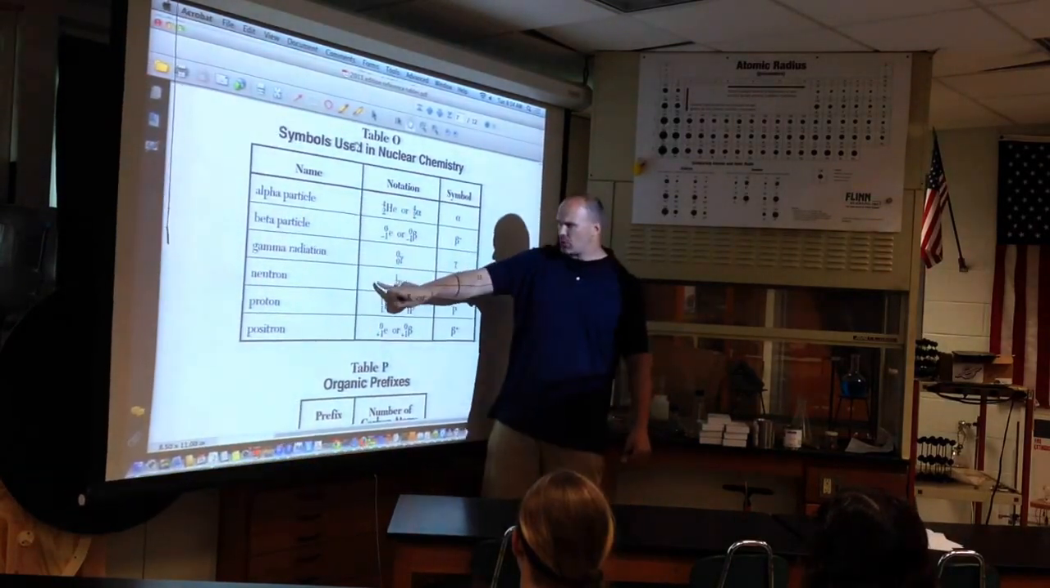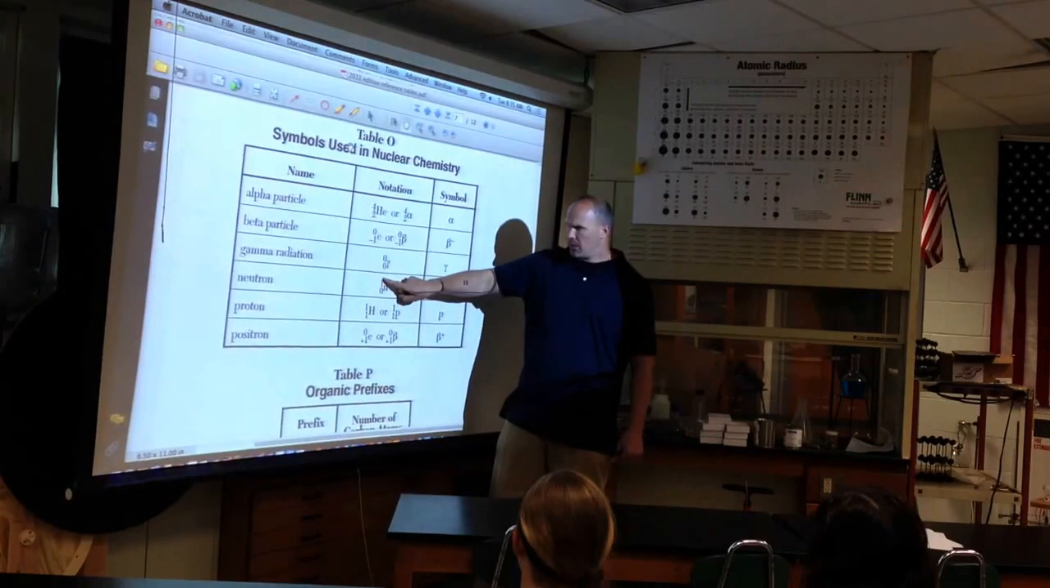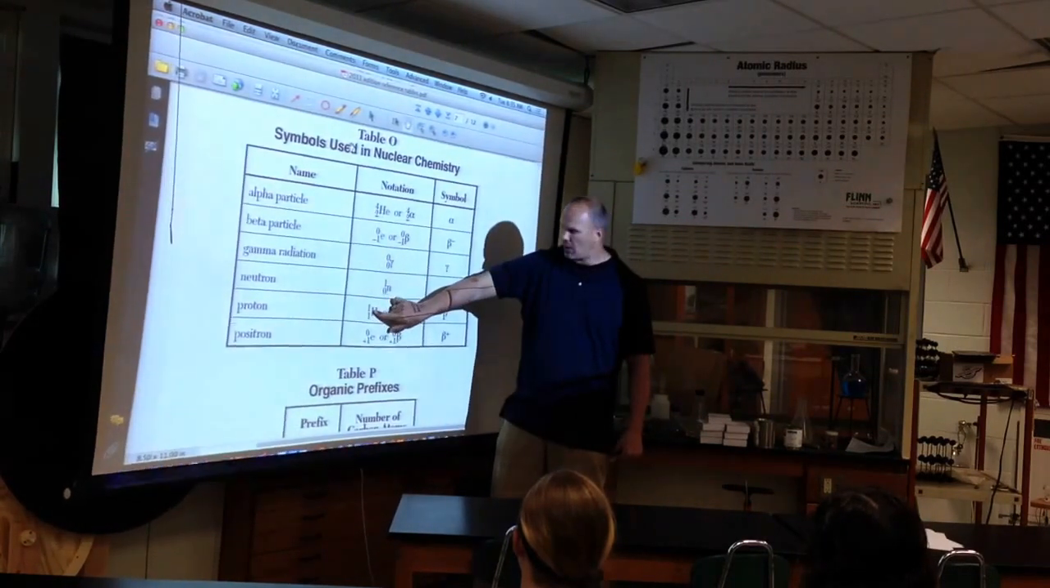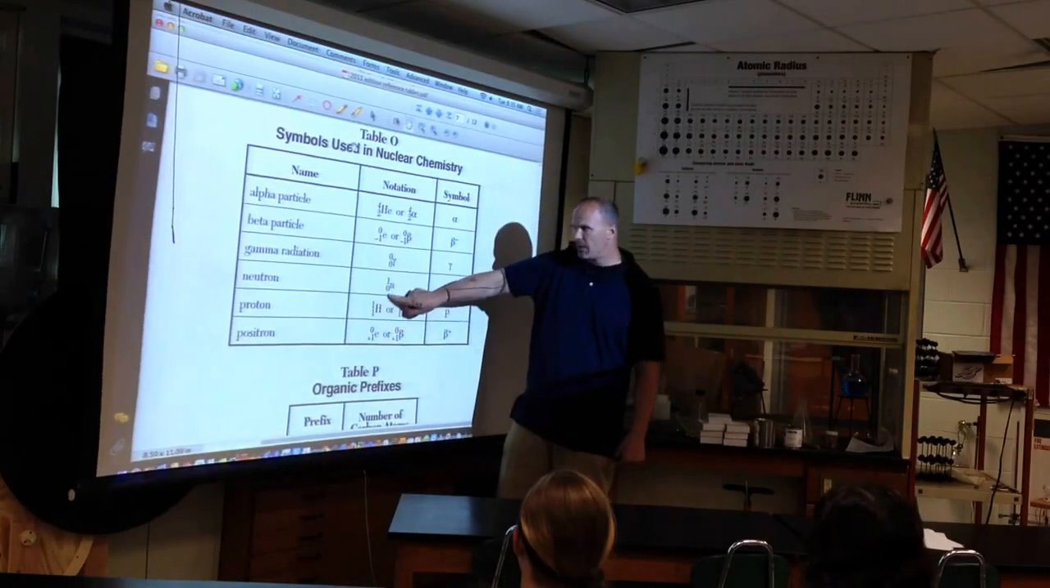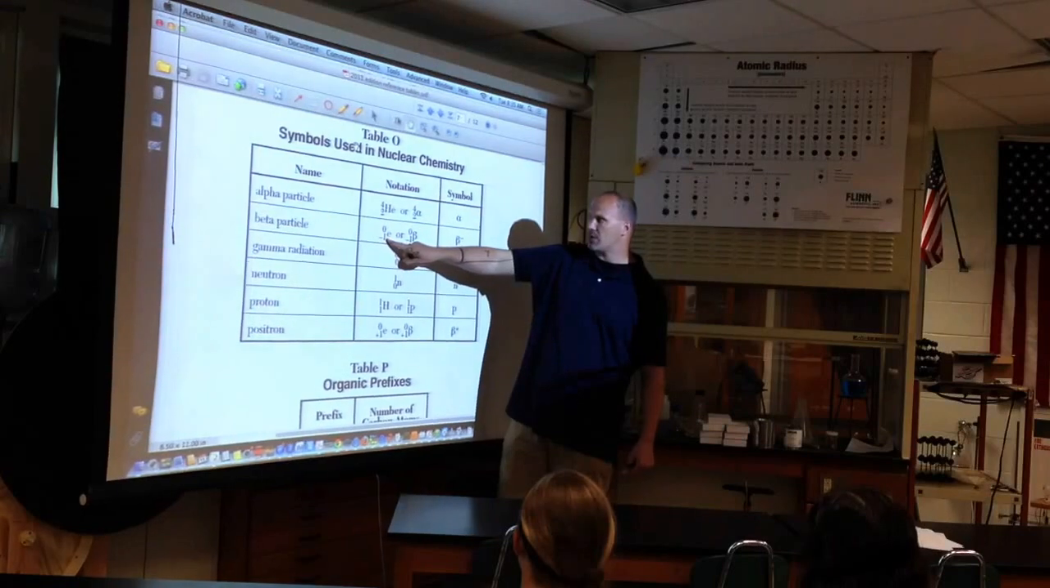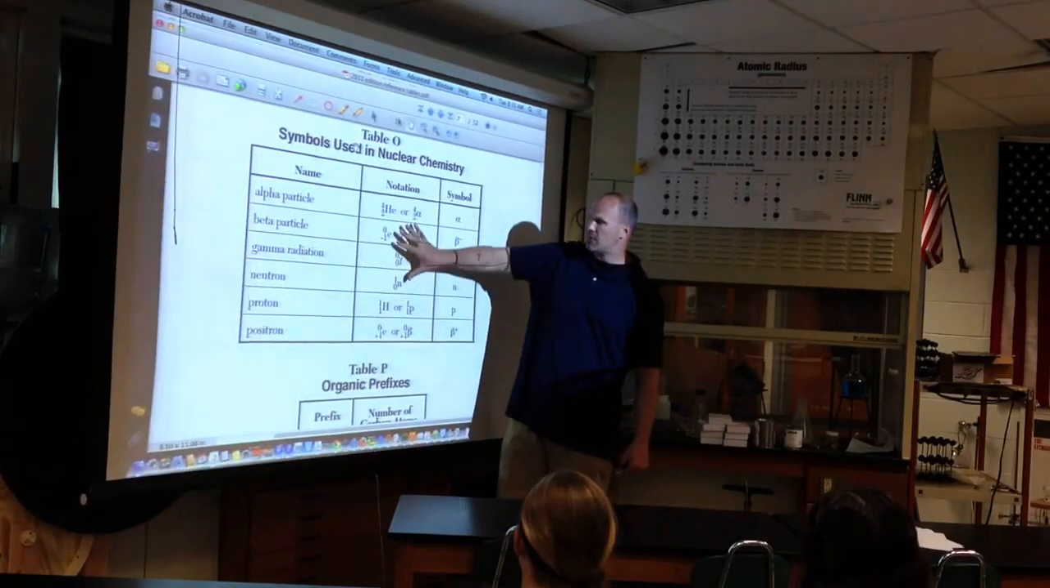Our neutron has a mass of 1. Our proton has a mass of 1. The bottom numbers are charge. So a proton has a charge of +1, a neutron a charge of 0, it's neutral, and the charge of your electron is -1. So look at the differences. You can do this here.